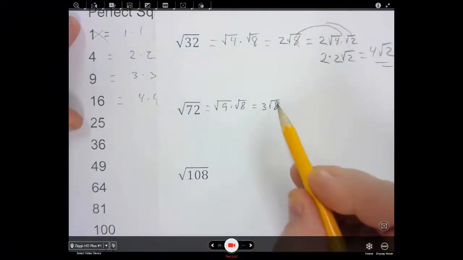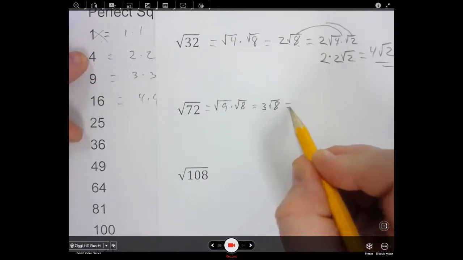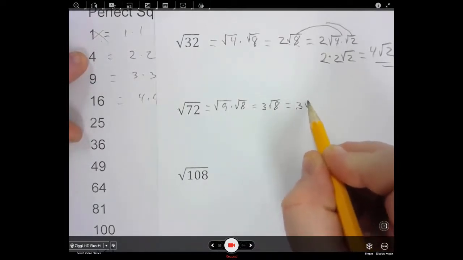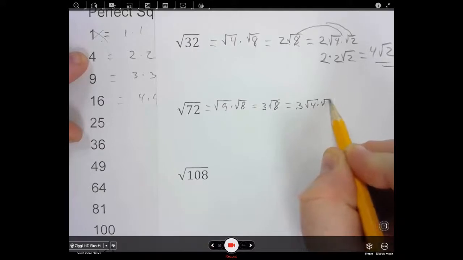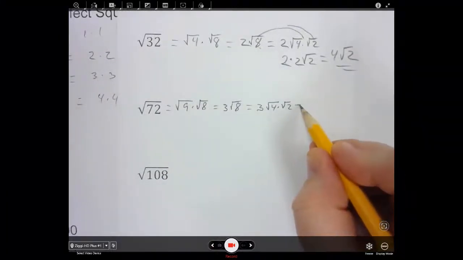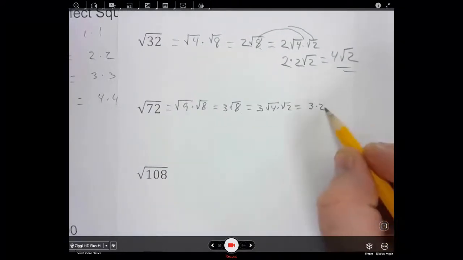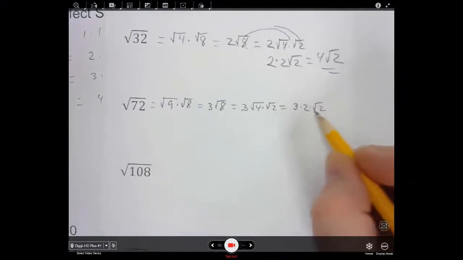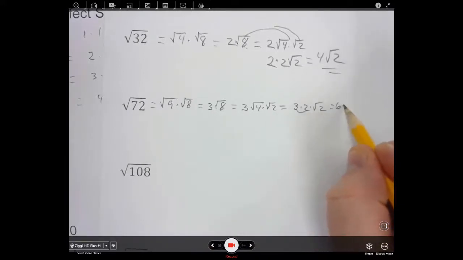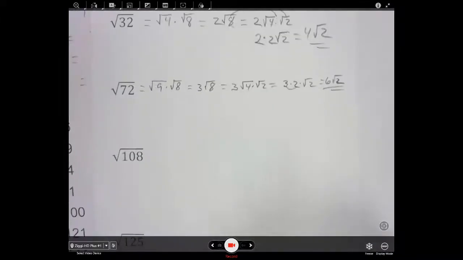And we already know that 8 can be divided even further, so 8 can be divided by a 4, so keep going with that. So 3 times the square root of 4 times the square root of 2, so the 8 is broken into 4 and a 2. Now this square root of 4 can be broken into just 2 times the square root of 2, and now we have 3 times 2, which is 6 square root of 2, and this right here becomes our simplified answer.